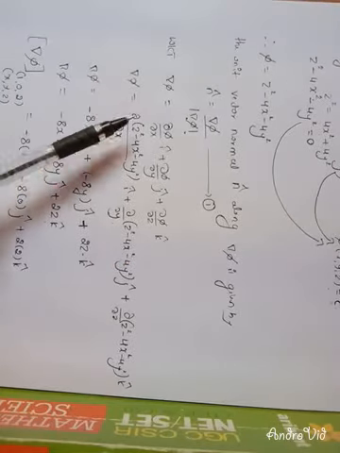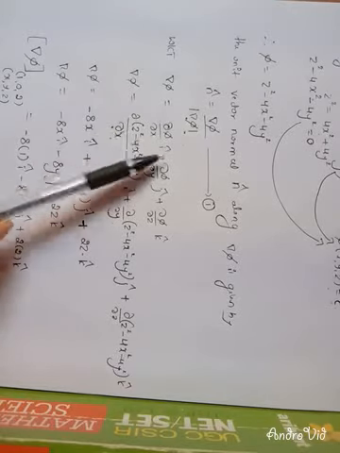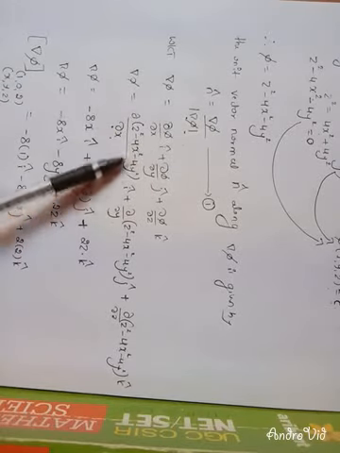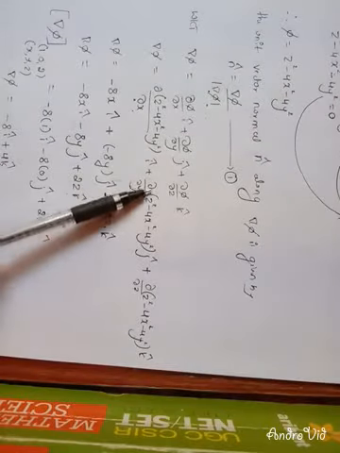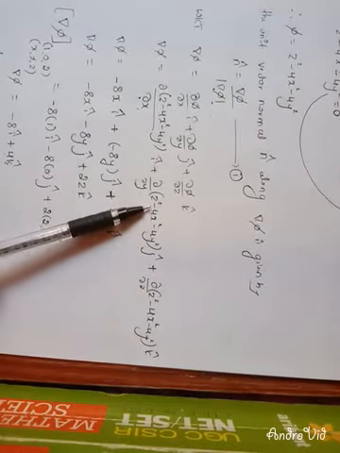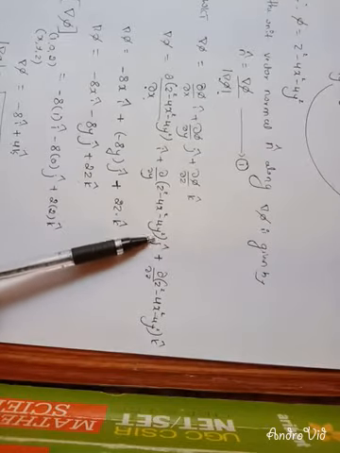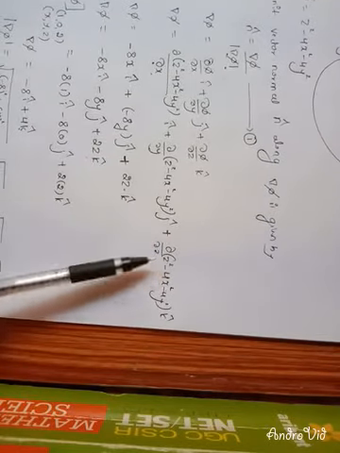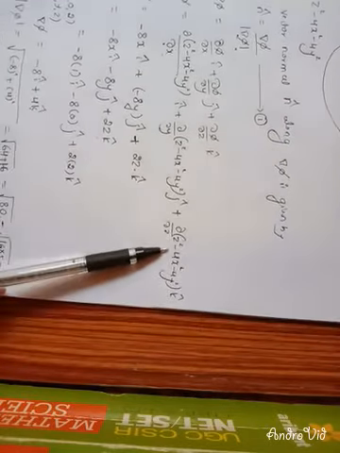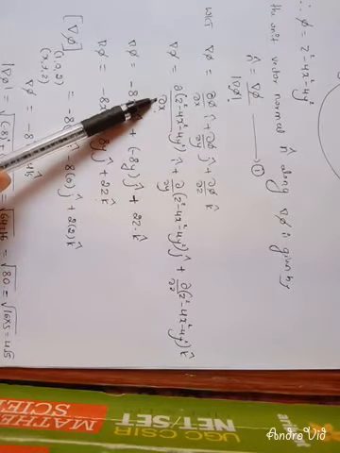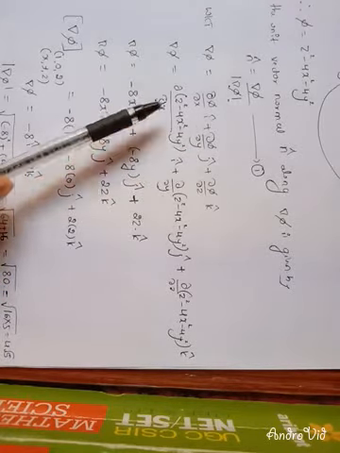So del phi, keep it as it is: dou by dou x of phi, where phi is z square minus 4x square minus 4y square, into i, plus dou by dou y of phi, substituting that value, z square minus 4x square minus 4y square, into j cap, plus dou by dou z of z square minus 4x square minus 4y square into k cap. For differentiation of this whole term with respect to x, we have to consider the other variables as constants. The other variables here are z and y, because we are applying partial differentiation with respect to x, so we consider z and y as constants.